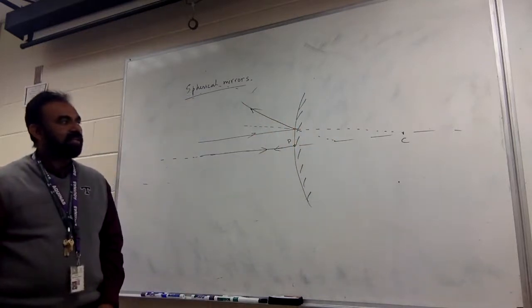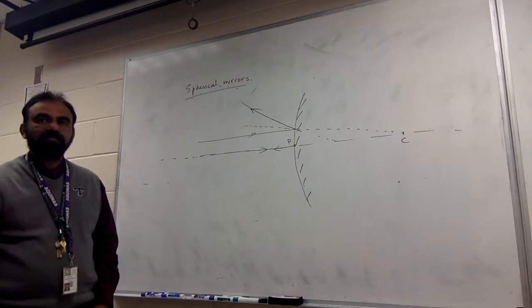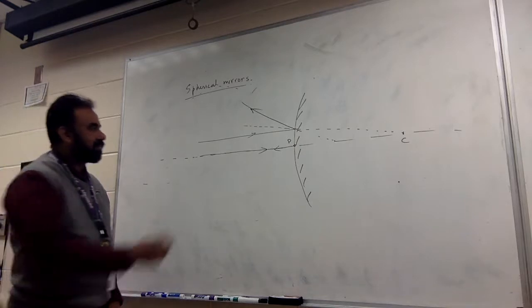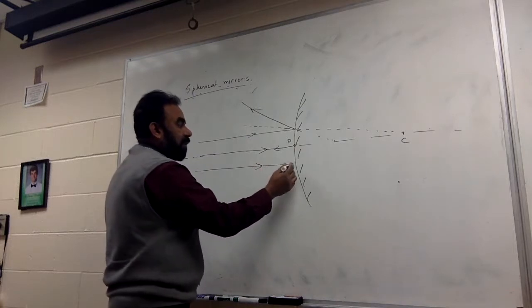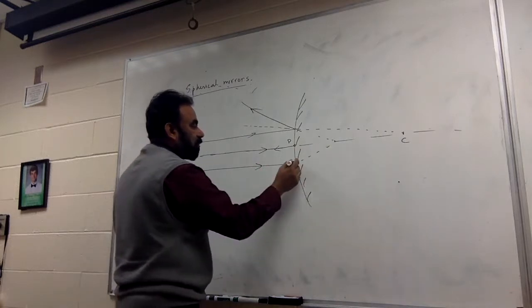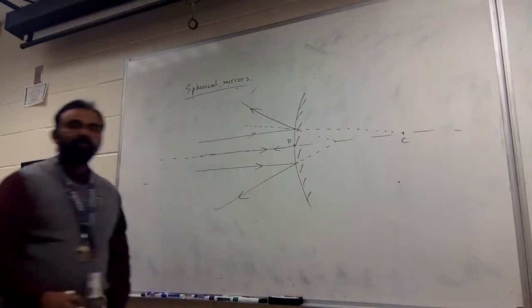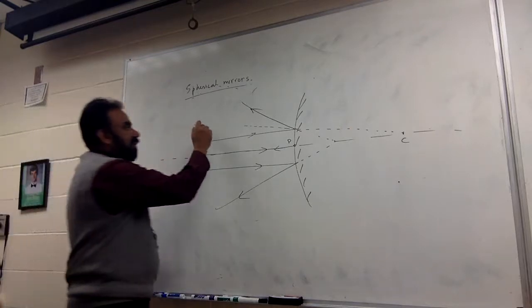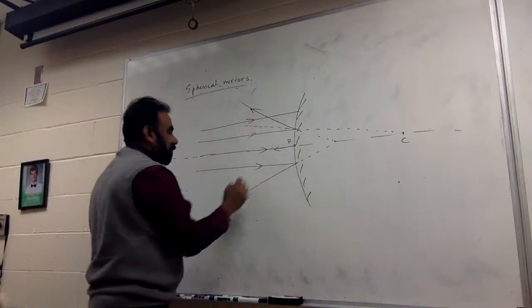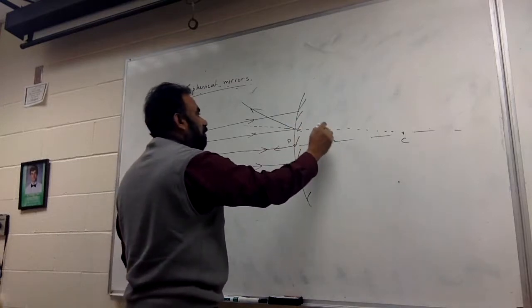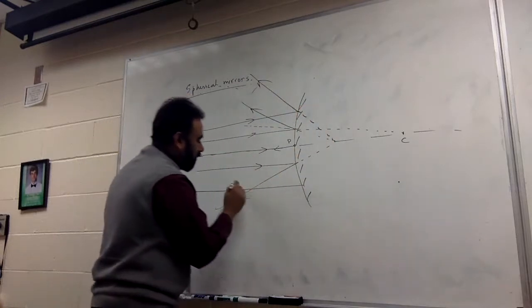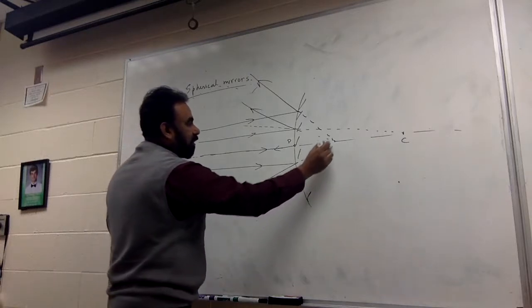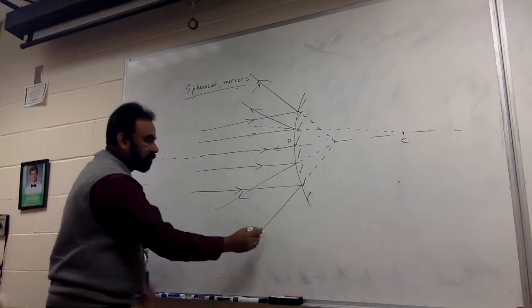The reflected ray goes like that. What if there's a light ray going and hitting here? Same thing applies. The reflected ray appears to be going like that. What if there's a light ray going and hitting here? The reflected ray appears to be going like this. If a light ray goes and hits here, the reflected ray appears to be going this way.